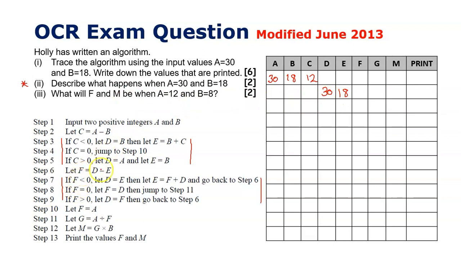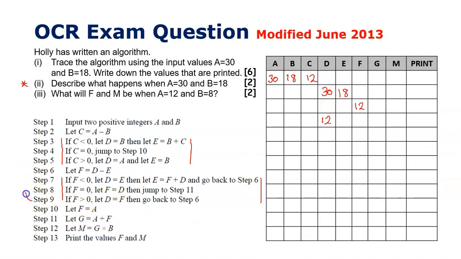And then having done that, it says let F equals D minus E. So D minus E is 12 again. So I'll put that on. Every time I do a new line, I'm going to put it on a new line. So I'm back to one of these three. I've still got a positive value of F. And F is greater than 0, so it says let D equals F. So my D is equal to 12. And then it says go back to step 6.